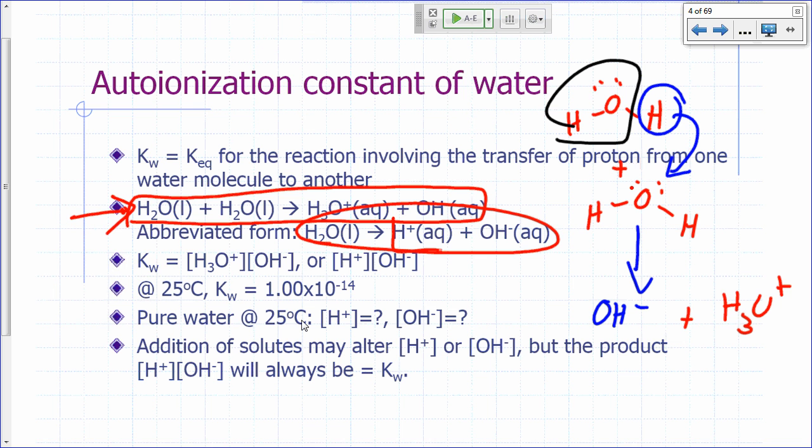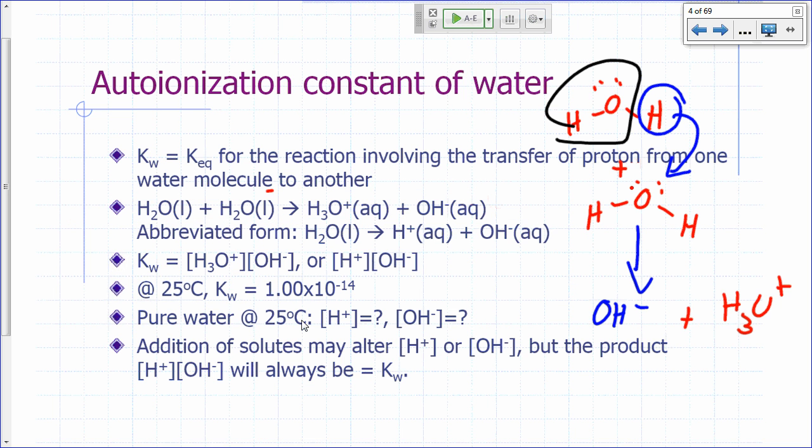So when we say H plus aqueous, what we really mean is hydronium ions. Okay, none of those H pluses are actually by themselves. They're latched onto another water molecule. Some of them may be latched onto two water molecules. Okay, so it might be surrounded by several water molecules. So we're just going to abbreviate that as H plus.